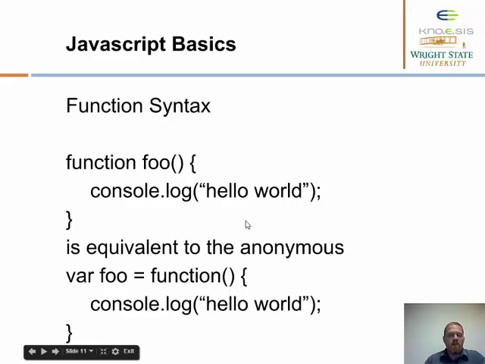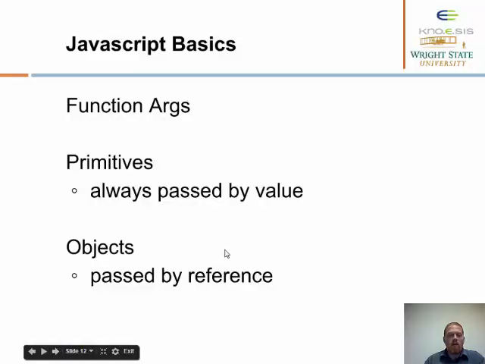Here's the basic function syntax. Function foo, here we've named it foo. This is how in the browser you would print out hello world. So if you opened up Google Chrome and you opened up developer tools and you typed console.log hello world in there and hit enter, then it would print out hello world. This is the same thing as if we were to type var foo equals function. It's shorthand basically, and it will be converted to this behind the scenes. Function arguments are primitives. The primitives in function arguments are always passed by value. If you pass an object, it's passed by reference.